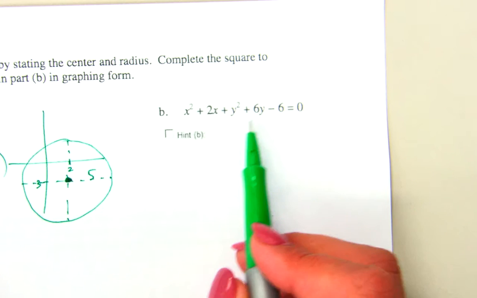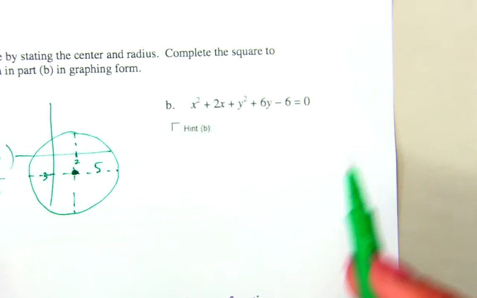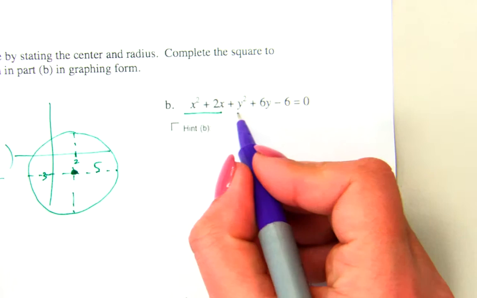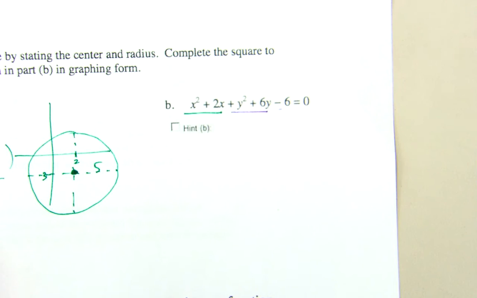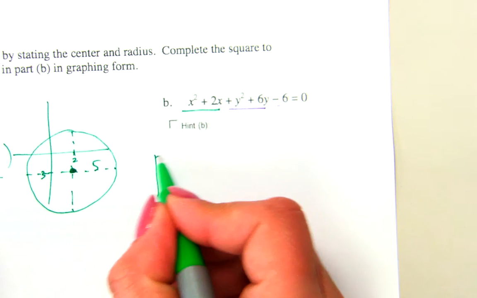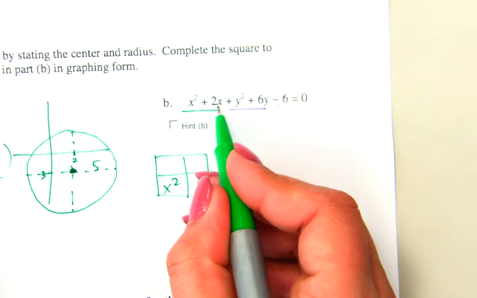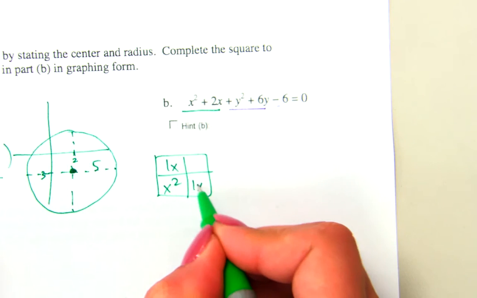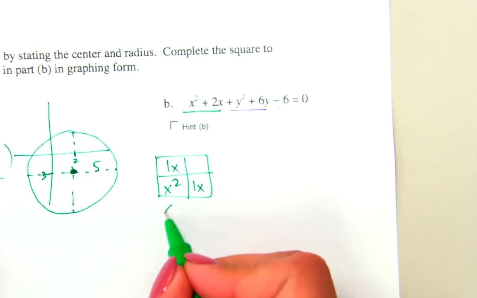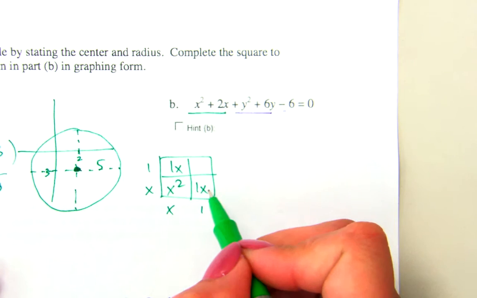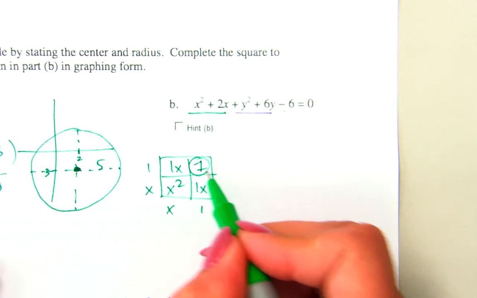Okay, the next one says complete the square to rewrite the equation. So the first 2 are x's, the second 2 are y's, and then there's a minus 6. Okay, so let's do the x's first. So we have x squared plus 2x, so it means 1x, 1x. We have 1 and 1. And then this is basically going to be a 1.